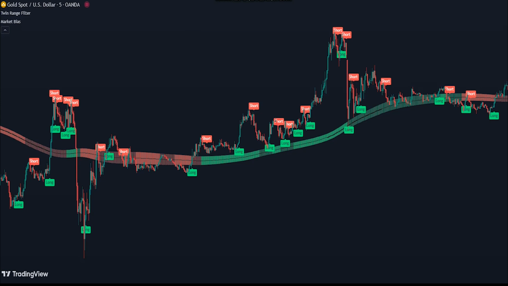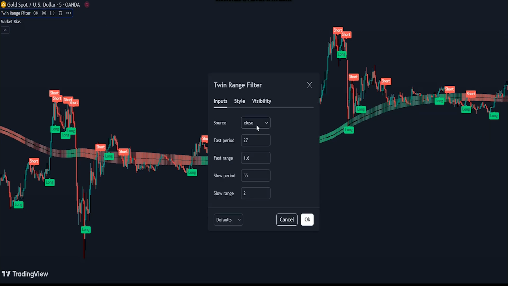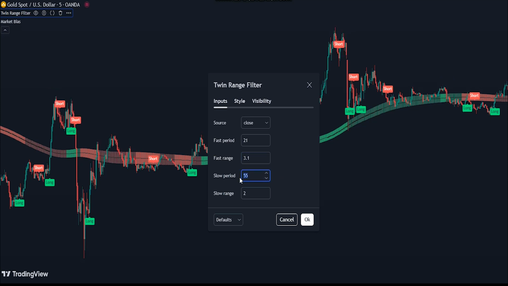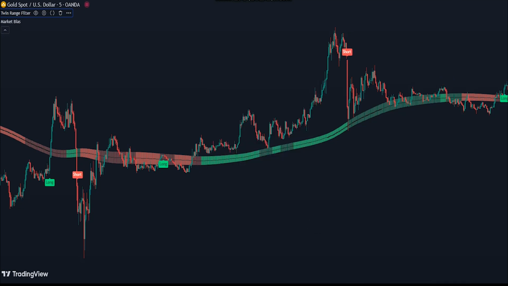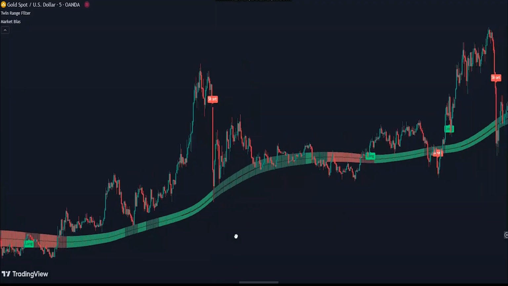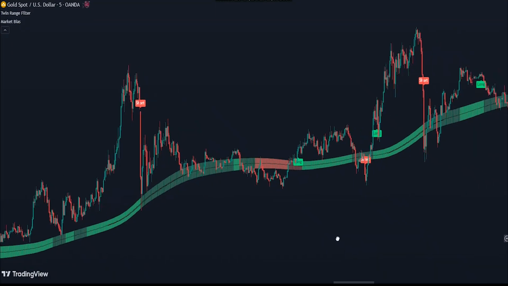We go into the settings of the Twin Range Filter indicator. We set the source to close. Then, for the fast period, we put the number at 21. For the fast range, we set it to 3.1, and the last two sections, slow period and slow range, both should be set to 10. Now we click OK, and the indicator is in its most optimized state. We can now use it for entry points.